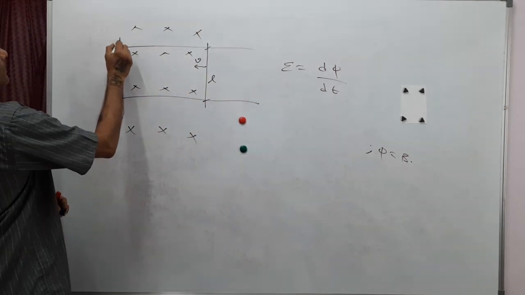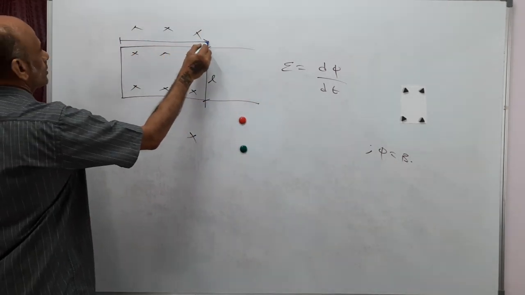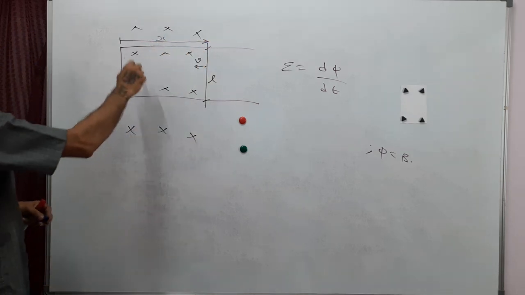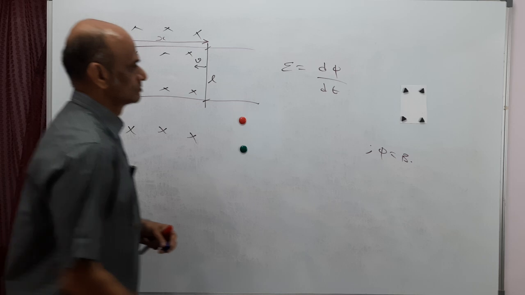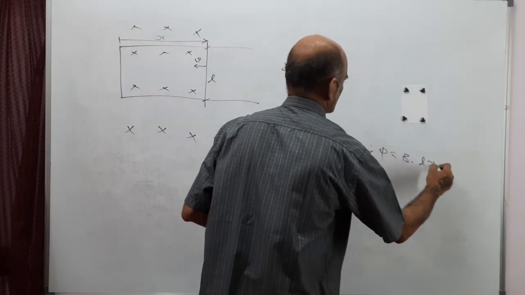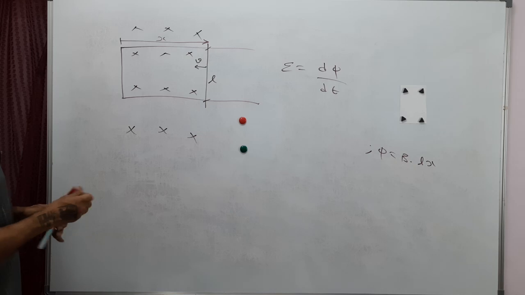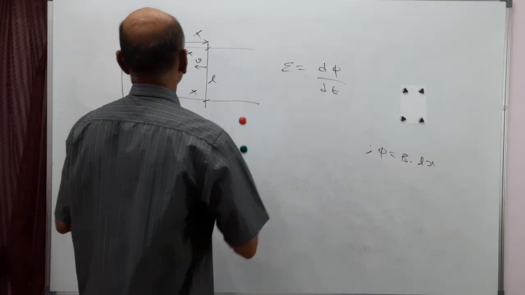Let this portion of the moving rod at any given instant be x. So this rectangular area is L into x. So area is L into x. B is uniform and constant magnetic field. L is also not changing.